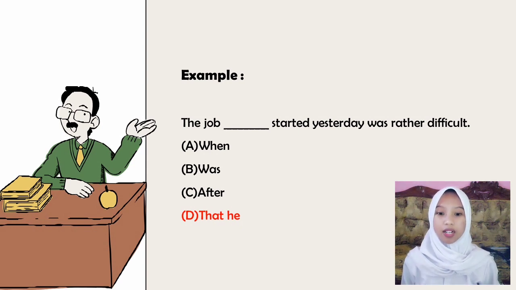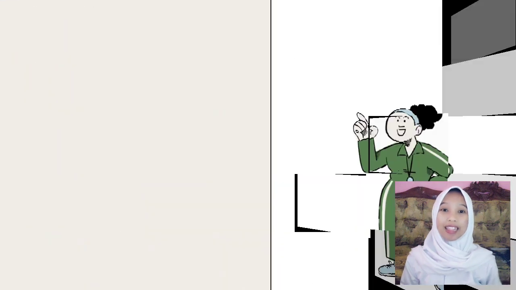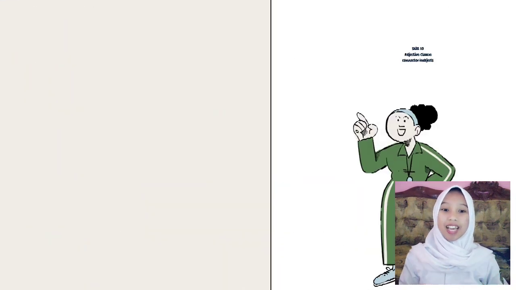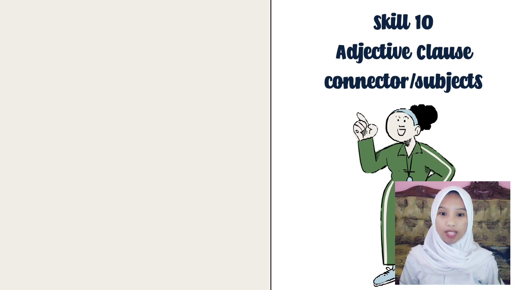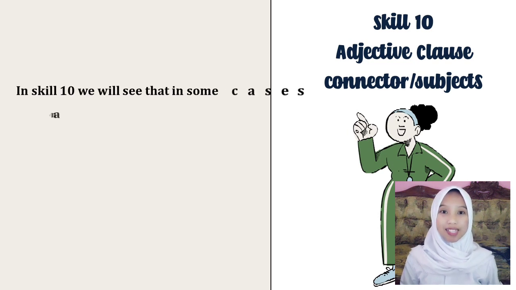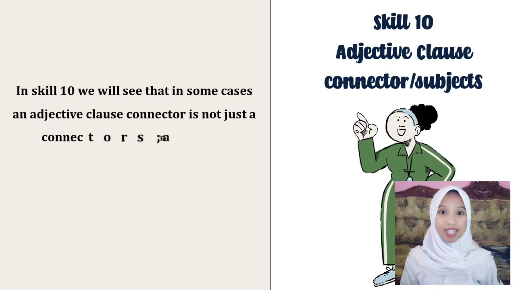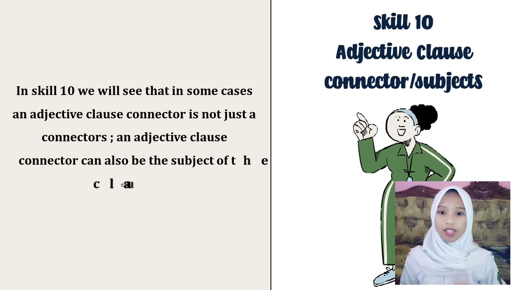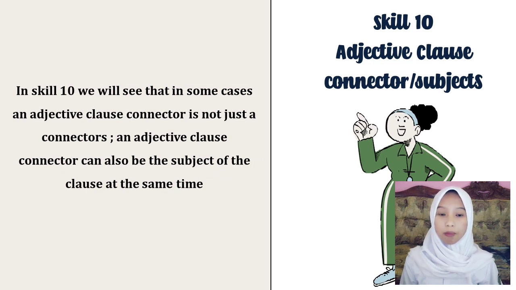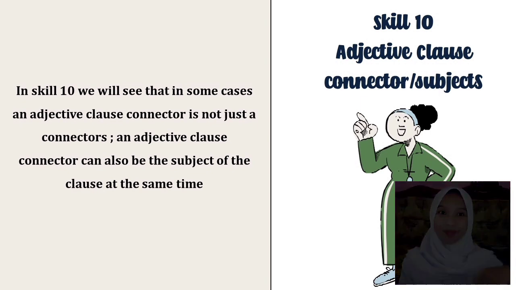The best answer is D, because that is the connector that joins two clauses and he is the subject of the verb started. Okay, let me show you Skill 10, adjective clause connectors or subject. In Skill 10, we will see that in some cases an adjective clause connector is not just a connector. An adjective clause connector can also be the subject of the clause at the same time.